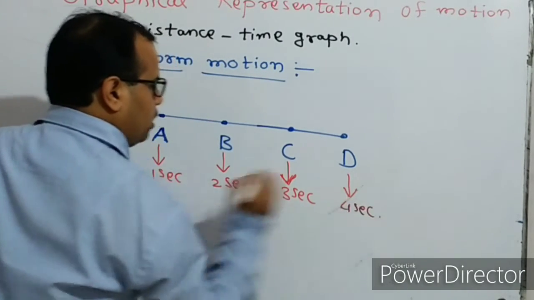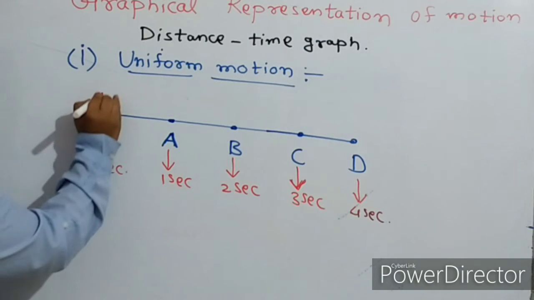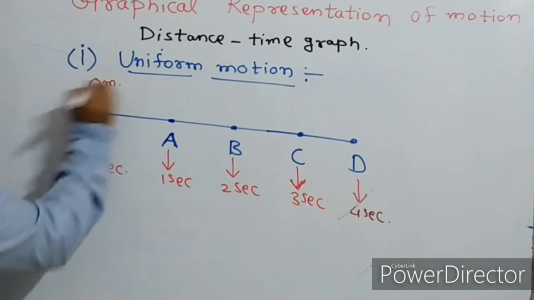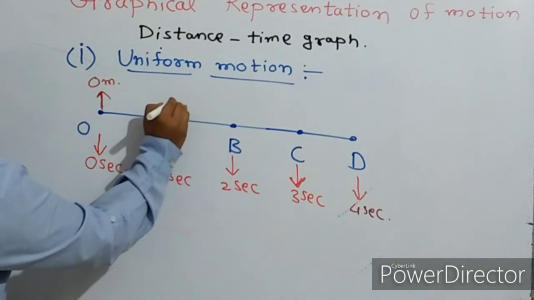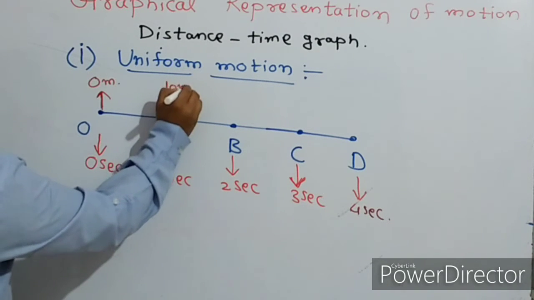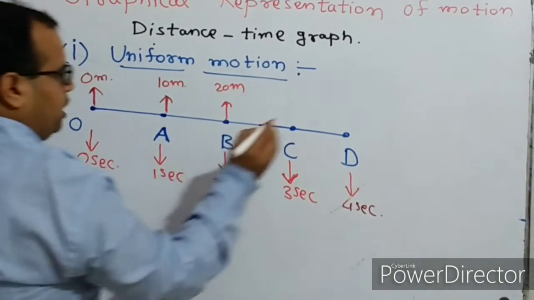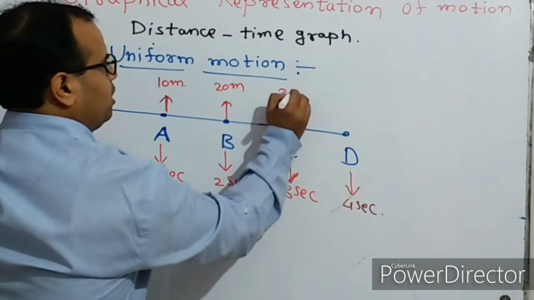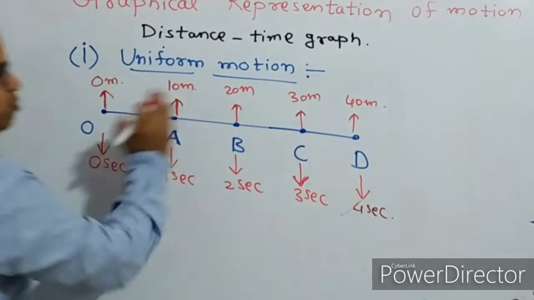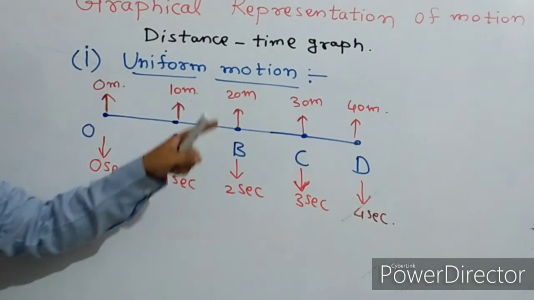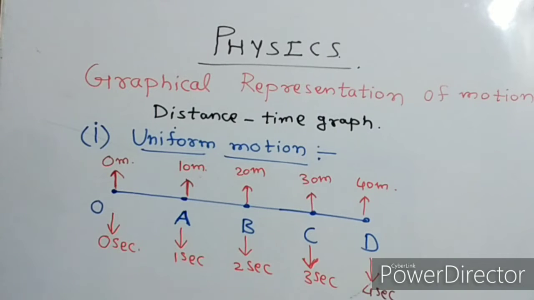Now, as far as the distance covered by the object, initially when we start from O, the distance covered is 0 meter, because it is at the point from where we are measuring the distance. Then after 1 second, its distance is 10 meter. After 2 seconds, it is at 20 meter from O. After 3 seconds, it is 30 meter from O, and at last it is 40 meter from O. So these are the positions of the object at various time instants, with respect to point O.